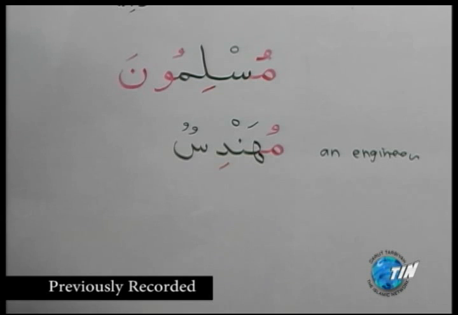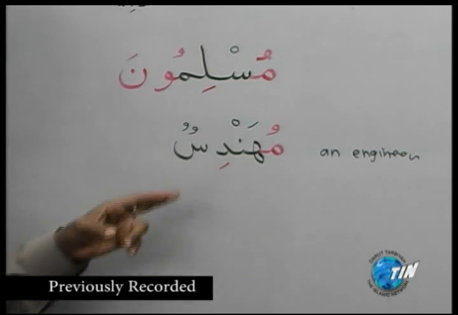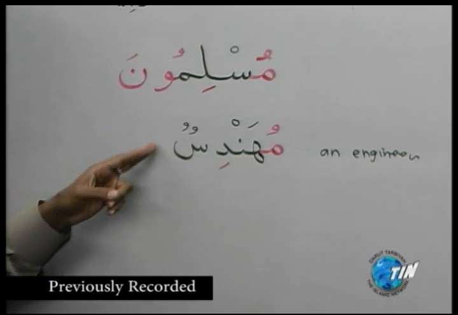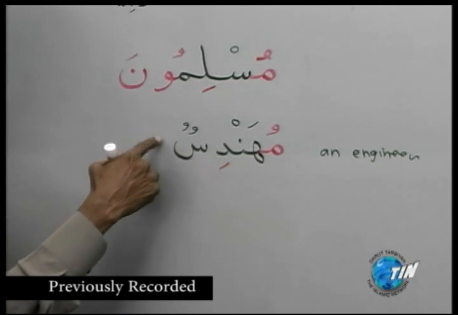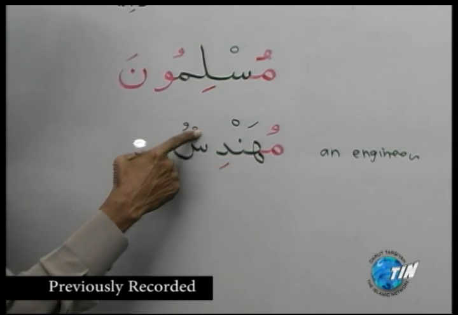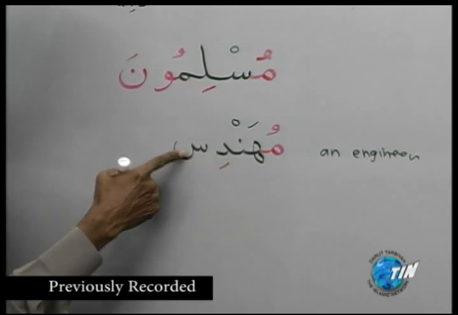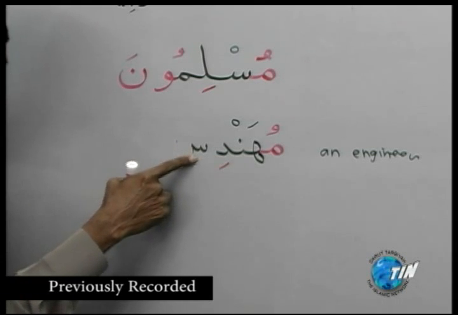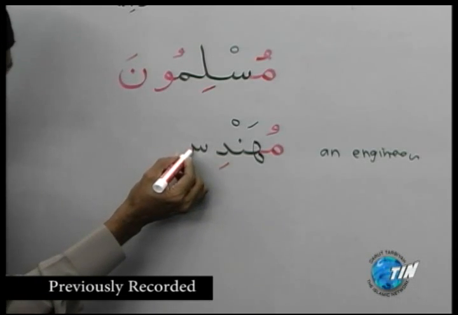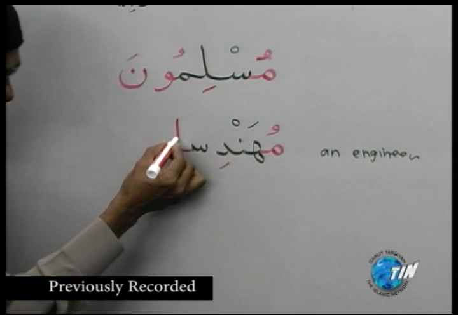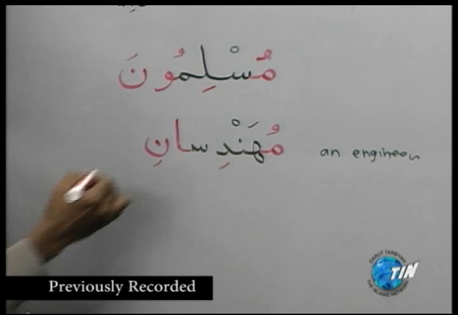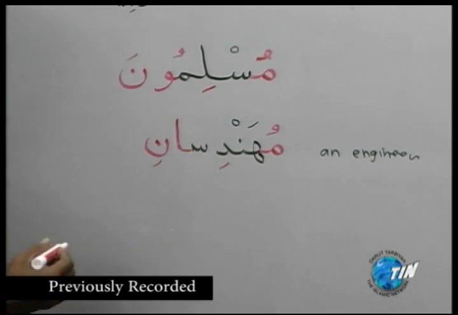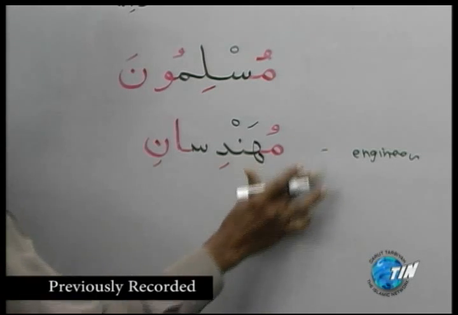Muhandis. So we want to say two engineers. It will be Muhandisani. So if we want to add on Alif and Noon, how am I going to add Alif to this? First of all, remove the Tanween. Secondly, change the shape of this seen. Attach Alif and Noon. Muhandisani. Good?